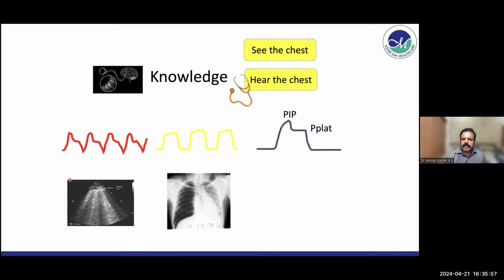And along with that, you have to see the chest, you have to hear the chest as well. This is the one we always miss nowadays, all the junior doctors especially. To have a proper diagnosis in any case, whether it is an infective case or a non-infective case, history taking is very, very important.